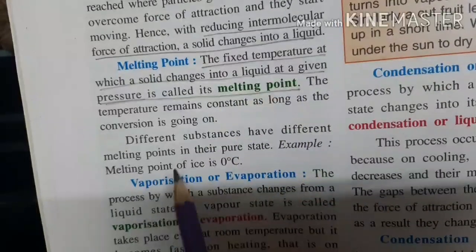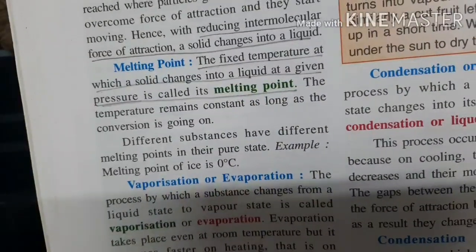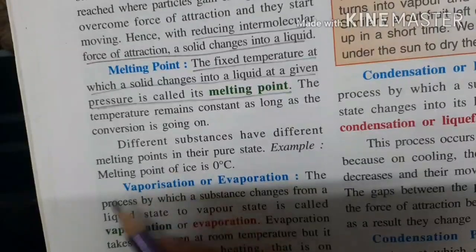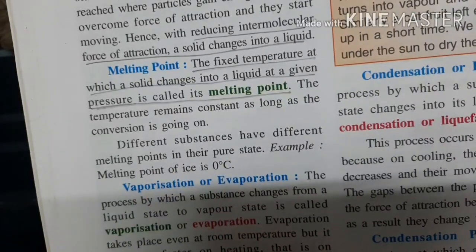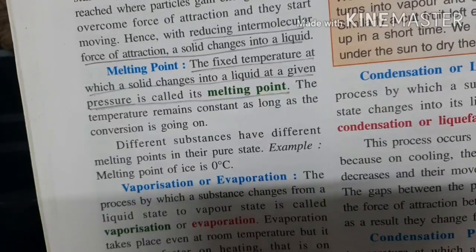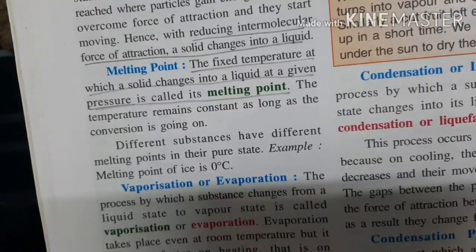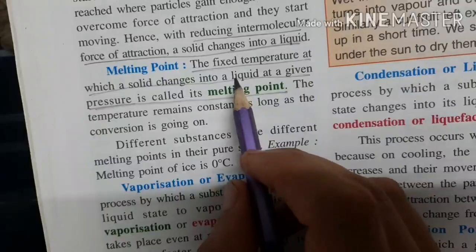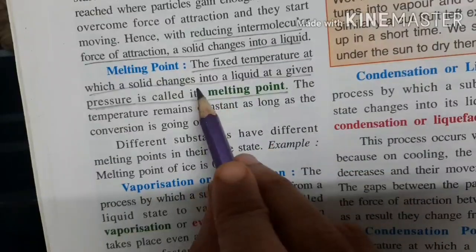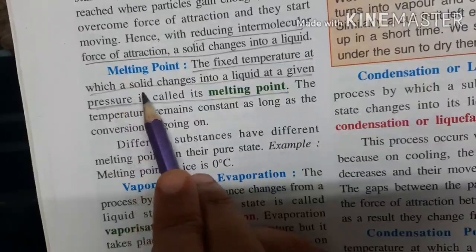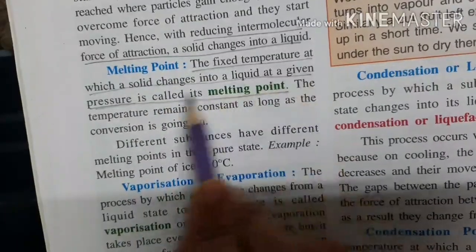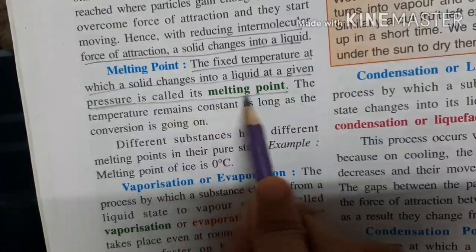We know that when we take ice out of the refrigerator, where the temperature is 0 degrees centigrade, it approaches 0.1 or 0.2 degrees and then starts melting immediately. So we can say that at that particular fixed temperature it starts melting. The fixed temperature at which a solid changes into a liquid at a given pressure is called the melting point.